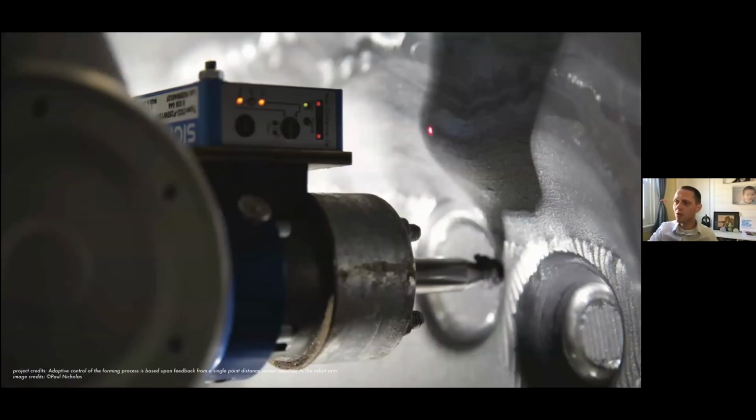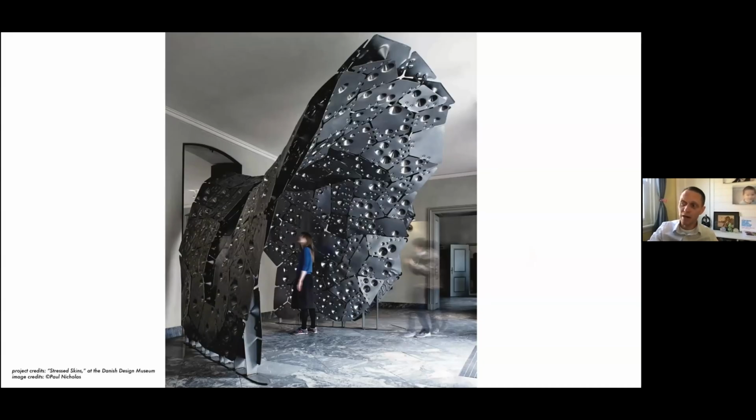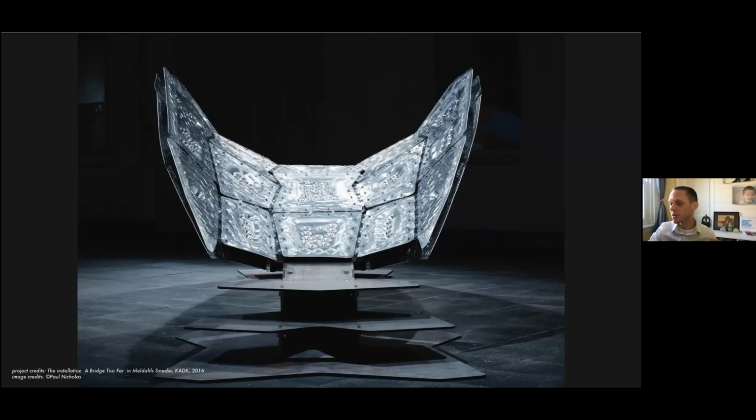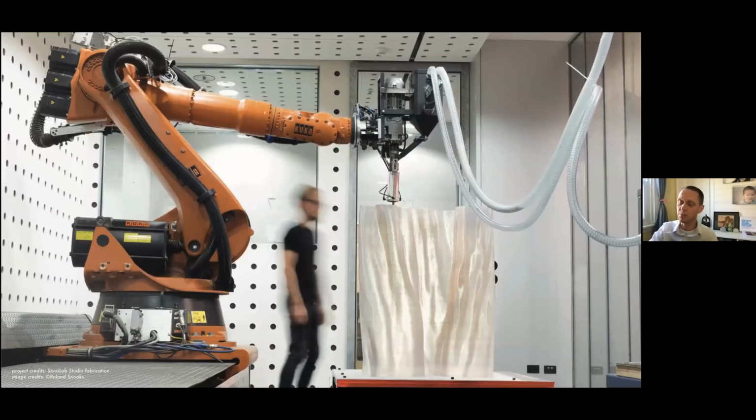The incremental sheet forming of Paul Nicholas's group. Here you can see the robot scanning the metal to see if it's in the right place. And then this is the final structure for their first project. Then they took those stressed skins one project further with this project, A Bridge Too Far. So you're able to take these really thin materials that wouldn't be structural prior and make them into extremely structural materials.